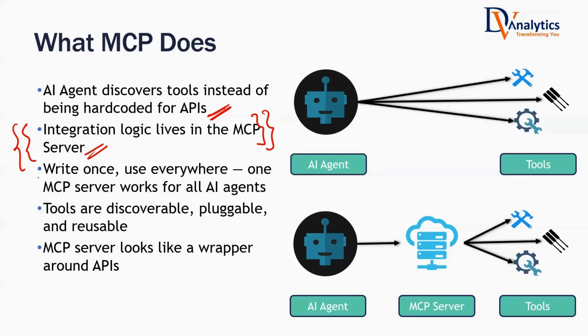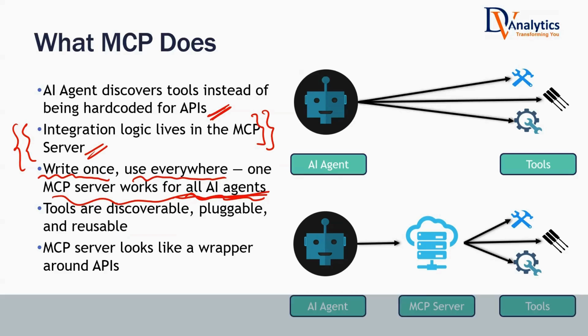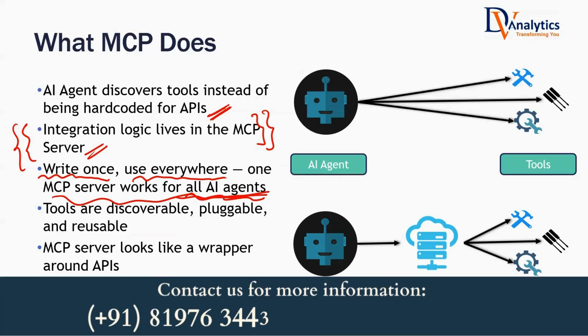You write once. Now, this is the most important point. You write once, use it everywhere. One MCP server works for almost all the AI agents inside your company. Imagine a very big company like Oracle or IBM. They have written one MCP server. Everybody within IBM can use that one MCP server. How much of the work will be reduced? Otherwise, thousands and thousands of teams creating thousands and thousands of agents would be interacting with the APIs individually.